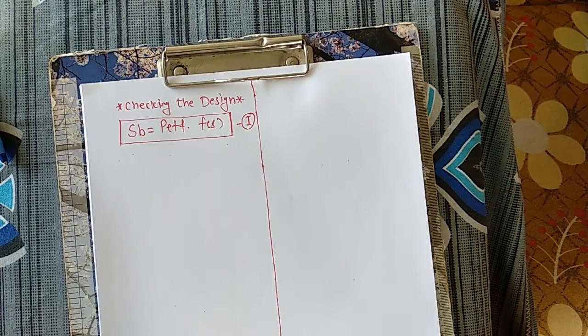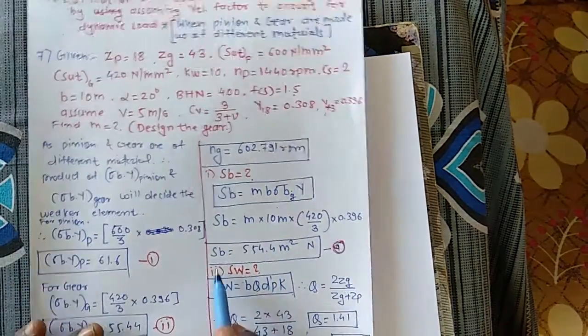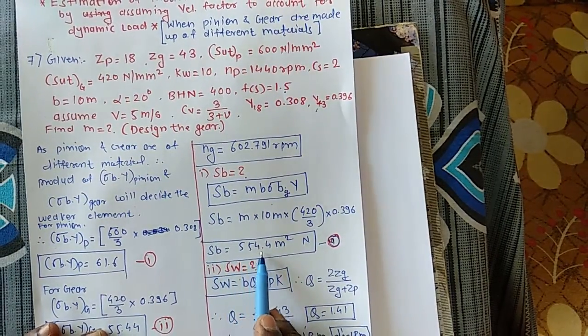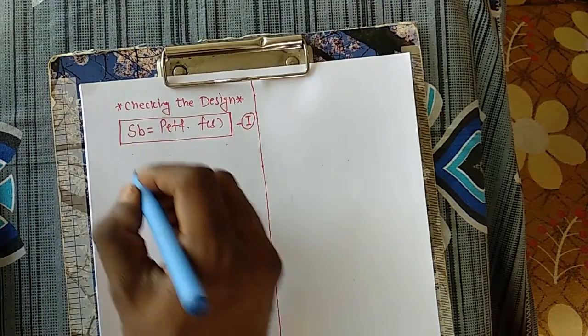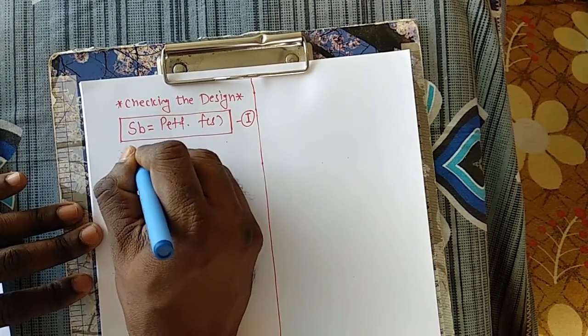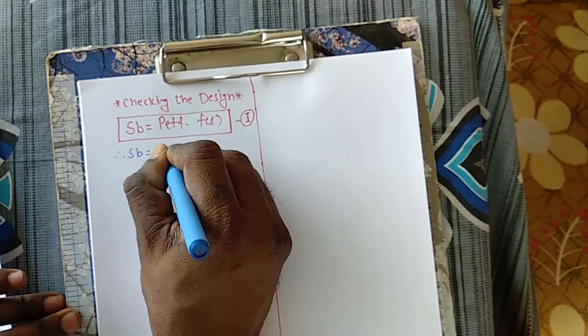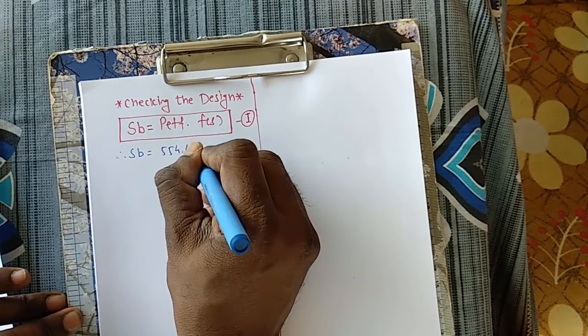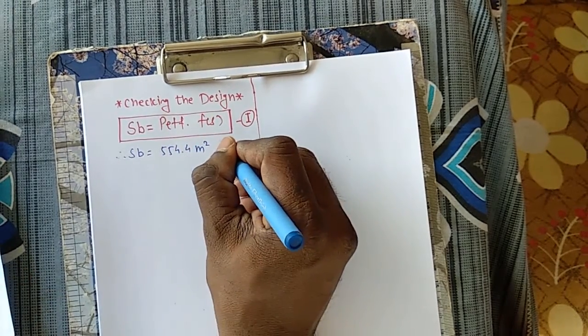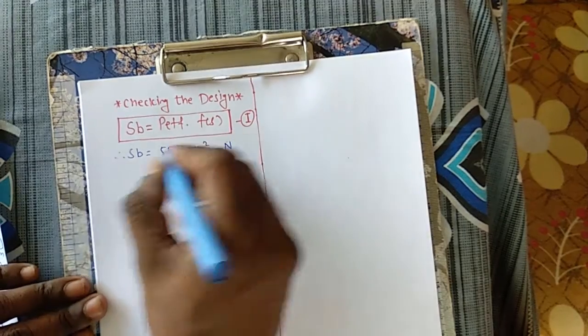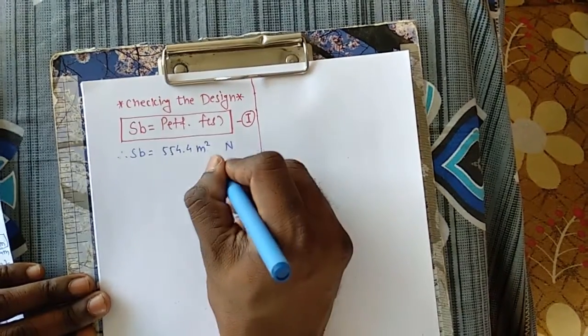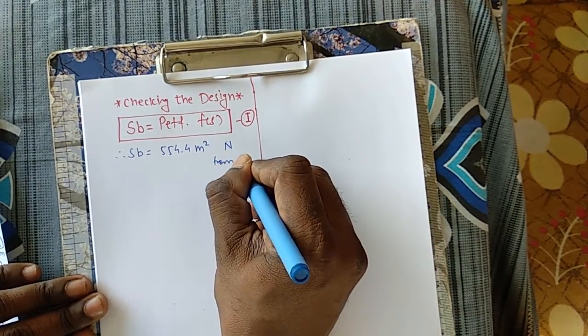So first we are having the value of SB from equation A. The value was SB is equal to 554.4 m square. So I will write that value. SB is equal to 554.4 into m square Newton. This we have seen from equation A.